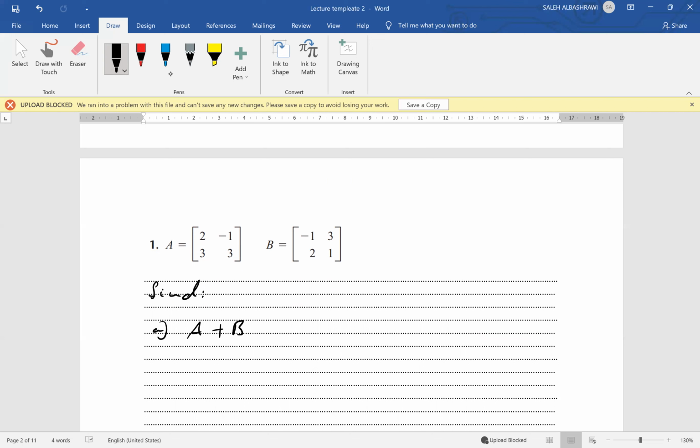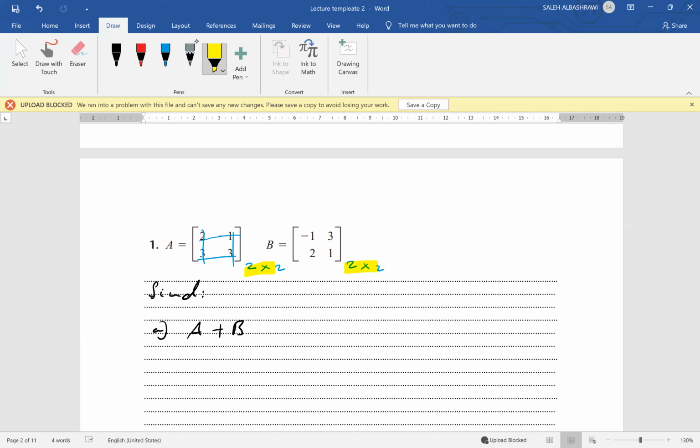So to find A plus B, I have to take the size or the order. For the matrix A, I have 2 rows, 1, 2, and 2 columns. This is the size or the order of the matrix A. For B, it is the same. I have 2 times 2. Since they are of the same order, we can add them.